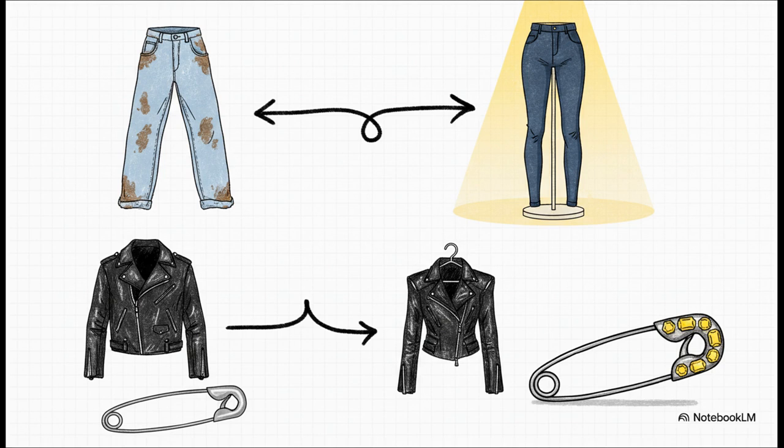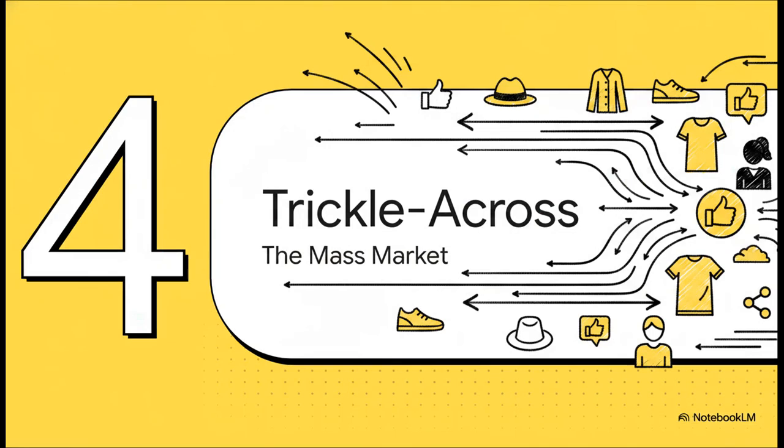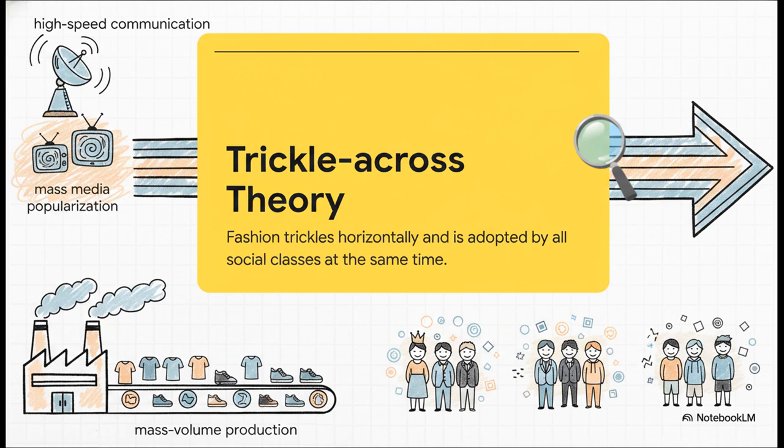Gianni Versace even famously took the humble safety pin, pulled it straight from the street, and transformed it into a bejeweled accessory for his couture show. Wild, right? Next up, section 4, trickle across, the mass market. All right, the trickle across theory. Some folks call this the mass market theory, and it reveals something entirely unique to our modern era.